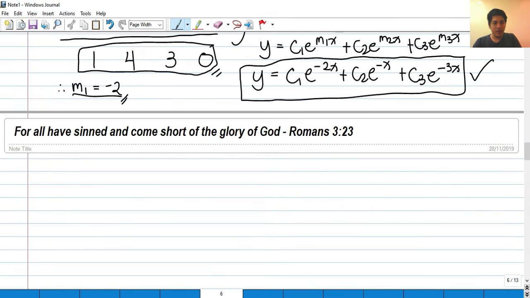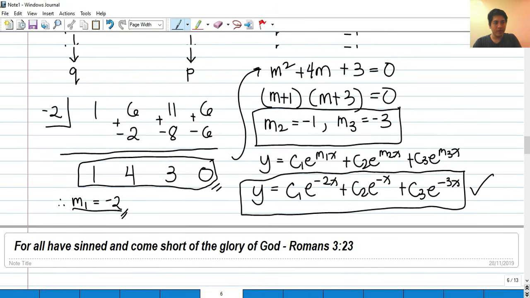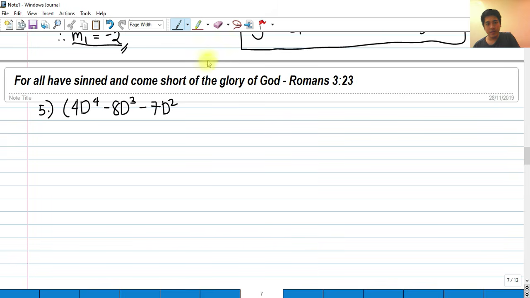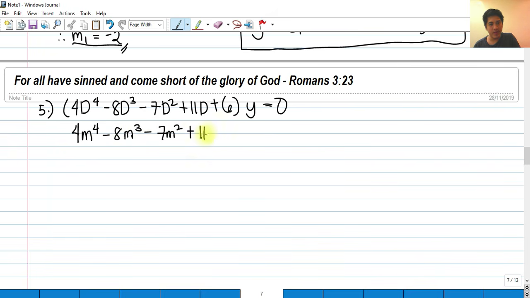So let's try now a fourth degree equation. I think this is number 5. We have 4D raised to 4 minus 8D cubed minus 7D squared plus 11D plus 6, multiplied by y, is equals to 0. Converting this into the auxiliary equation, we have 4m raised to 4 minus 8m cubed minus 7m squared plus 11m plus 6 is equals to 0.